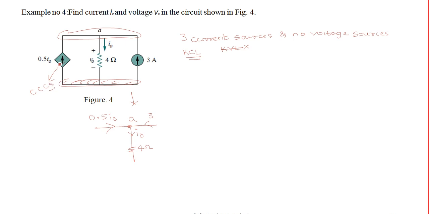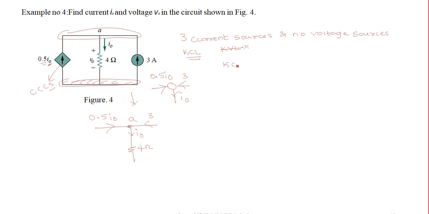It is a dependent current source, which is controlled by another current which is flowing in the circuit, that is I naught, with some constant value. Where is that I naught? I naught is here. Okay, but it is a current source. So now we have a node where three currents are there. One is outgoing current, that is I naught, and two currents are entering, that is 0.5 times I naught and 3 amps.